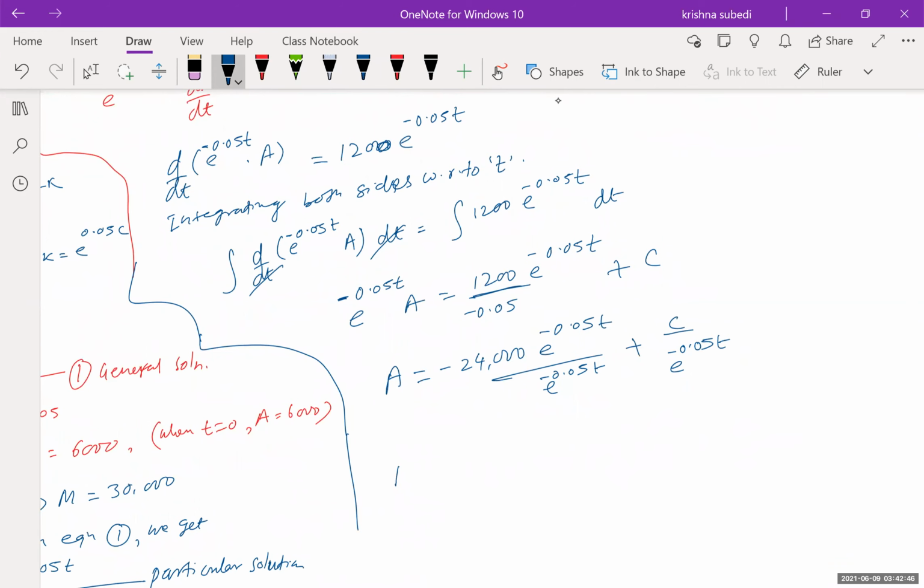Now this looks a little ugly. Let us simplify it further. A equals negative 24,000, and this one cancels out, right? And plus this guy will be c e raised to power 0.05 t. That will be positive. Okay, this is our general solution.